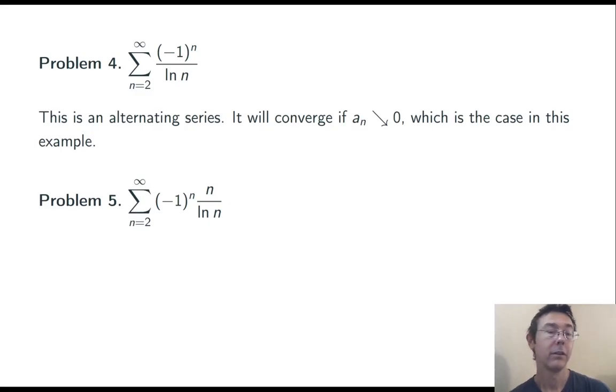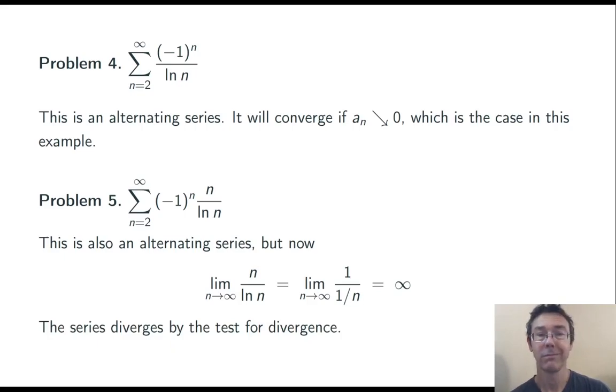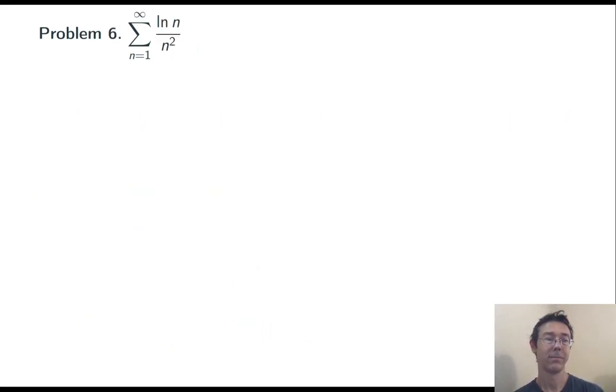Problem 5. Sum n equals 2 to infinity, negative 1 to the n over ln of n. Again, alternating series. I can think about it in terms of the alternating series test. However, this time let's actually look at what happens as n goes to infinity. At first, I've got an infinity over infinity form. I use L'Hopital's rule and differentiate the top and bottom. 1 over 1 to the n is just n. And so as n goes to infinity, that goes to infinity. So by the test for divergence, this series is going to diverge.